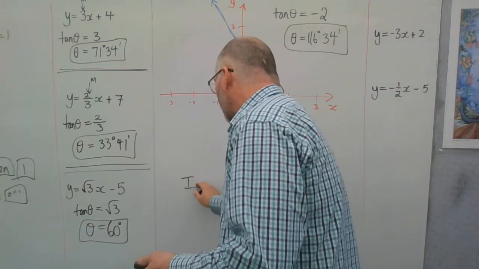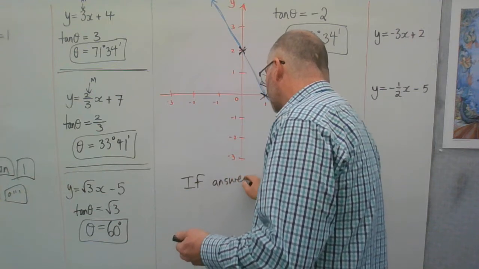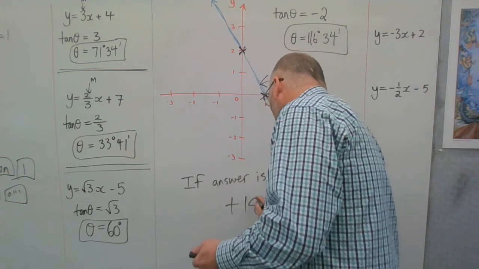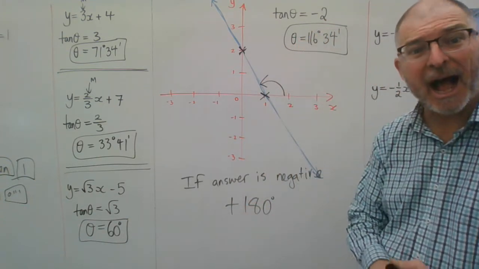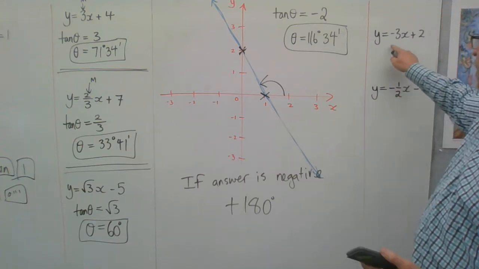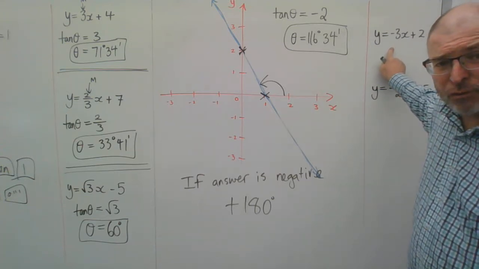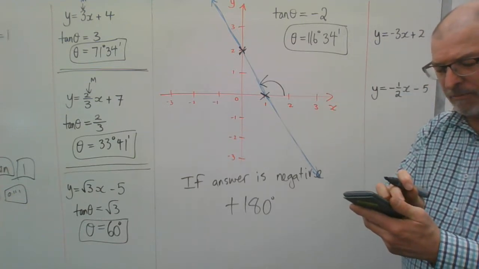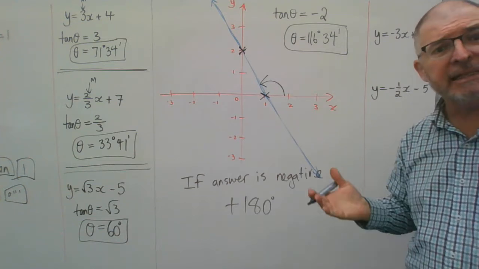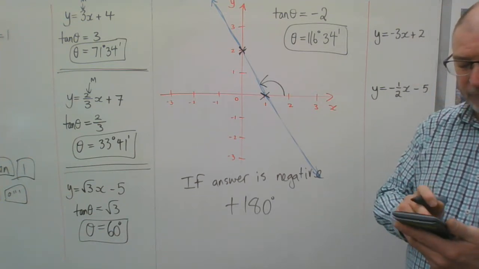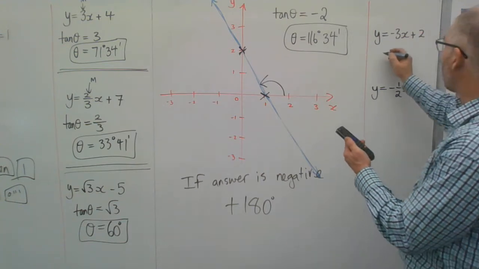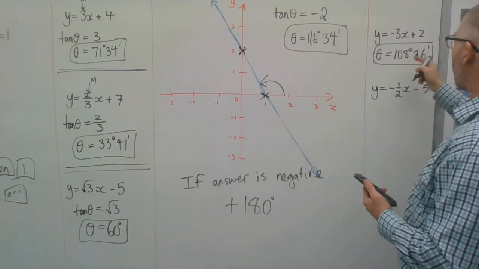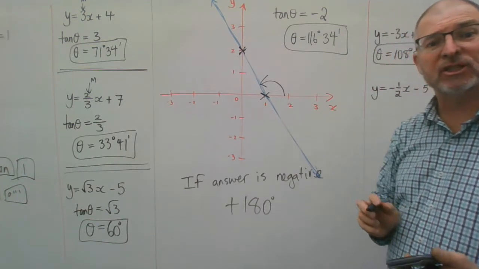So at the moment we're doing, if the answer is negative, I'm saying plus on 180. More explanation to come in a later topic. So m is -3. Tan theta equals -3. So shift tan of -3 equals. The answer is negative, so I plus on 180. And I get 108 degrees and 26 minutes. That's the angle that that line makes with the positive direction of the x-axis.